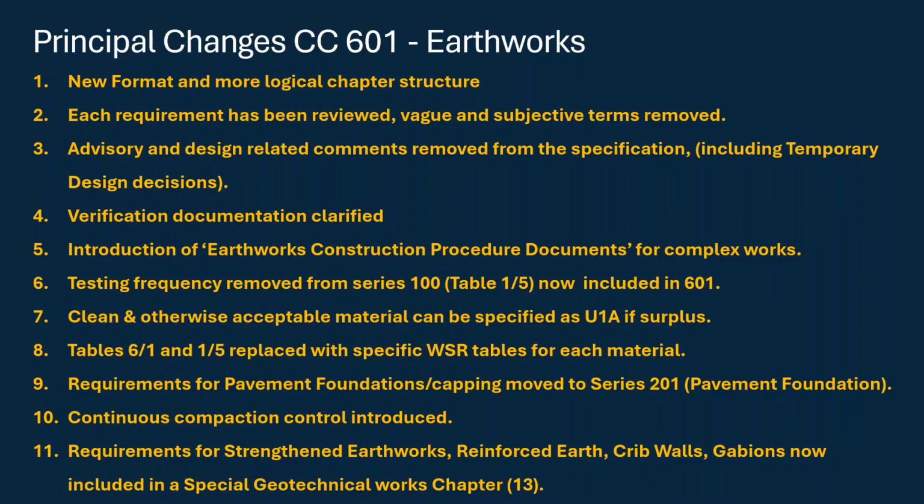Clean and otherwise acceptable material can now be specified as U1A, unacceptable or unsuitable material if there's a surplus of it, and it can be subjected to processing and so on, maybe to render it as a different material that can be used in the works, or it can then be disposed of off-site. So mentioned earlier, 1.5 and Table 6.1 have been combined, and they've been replaced with specific work-specific requirement tables for each class of material. Again, we'll discuss those a little bit more later.